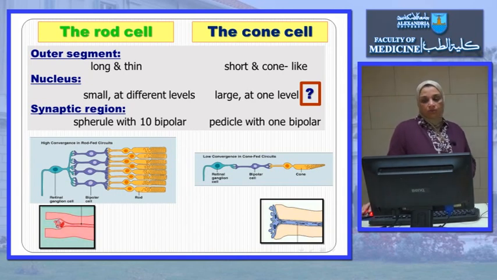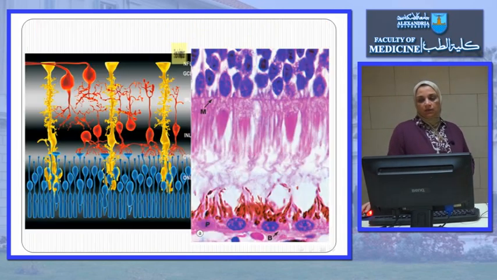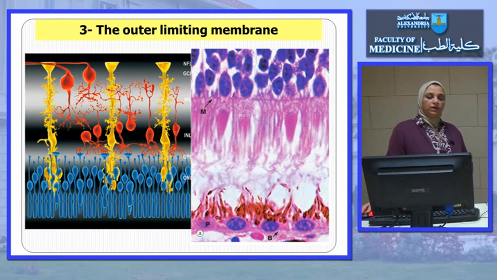Again, now what's the outer limiting membrane? You can see this line, the outer limiting membrane. It's formed of what? It's formed of junction complexes between Muller cells and rods and cones. You can see here a nice diagram. These blue cells are rods and cones. This cell, yellow in color, extending from the outer limiting membrane to the inner limiting membrane, is the Muller cell.